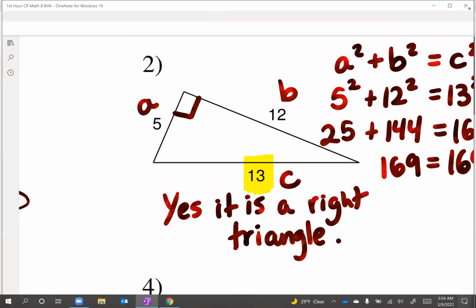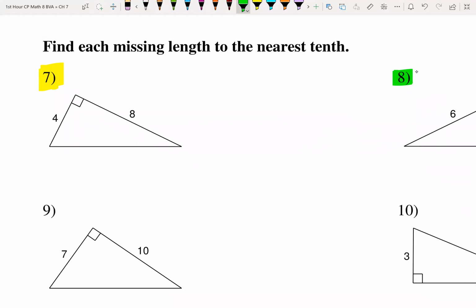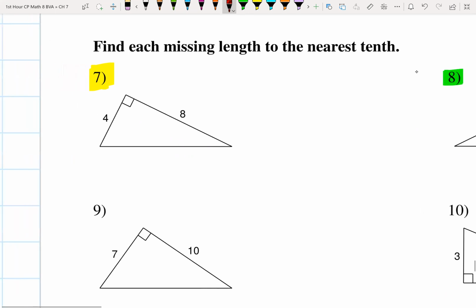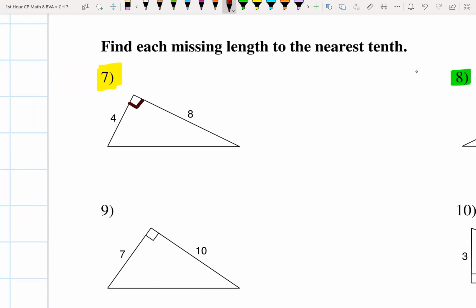Let's go. All right, let's take a look at number 7. In this section, we have to find each missing length to the nearest tenth. The very first thing we do in all of these is identify where C is first. Remember, find the 90-degree angle, and C is opposite of that. So this is side C. Making these other two sides A and B, it doesn't matter which one. So I'll put an A here and a B here.